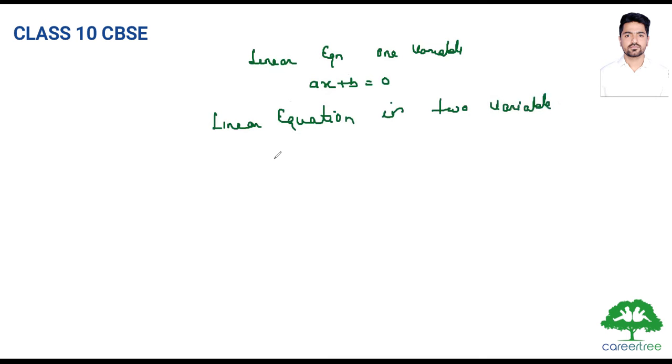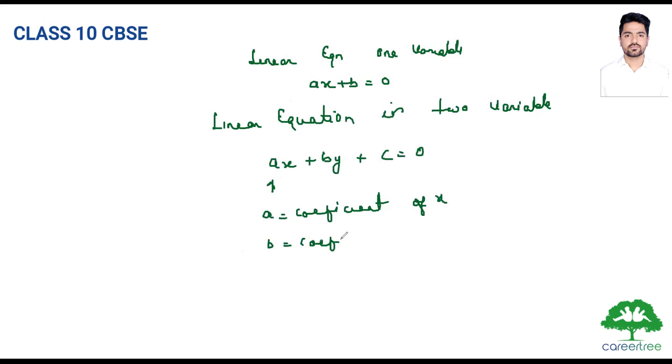the general form would be ax plus by plus c equal to 0, where a is the coefficient of x, b is the coefficient of y, and c is some constant term.